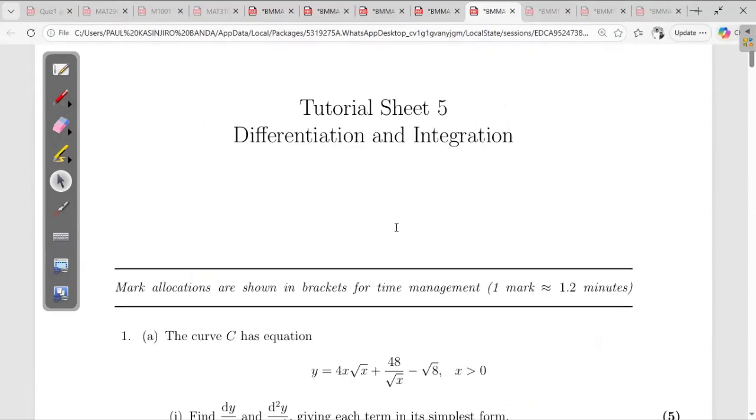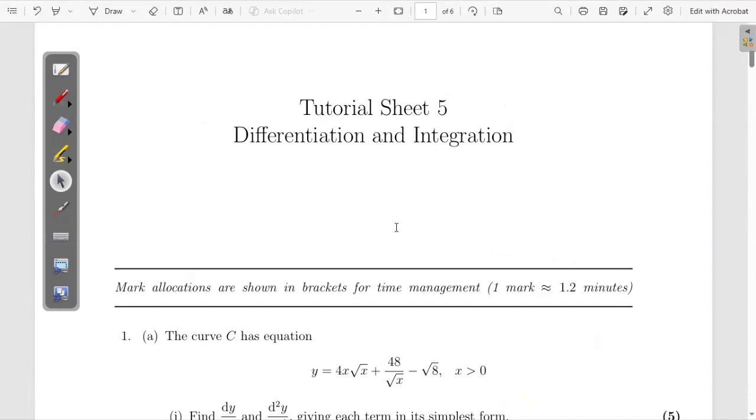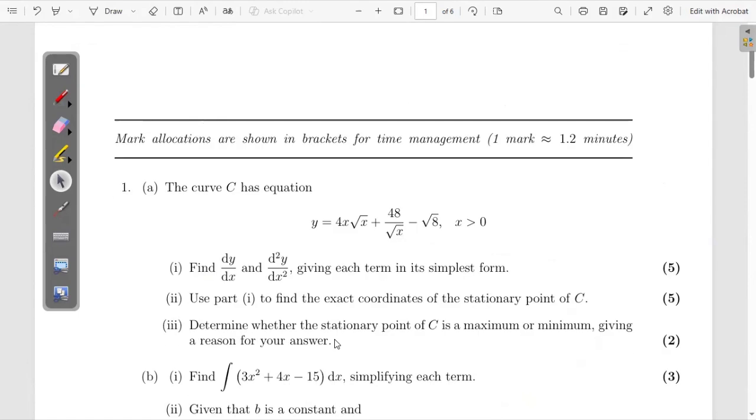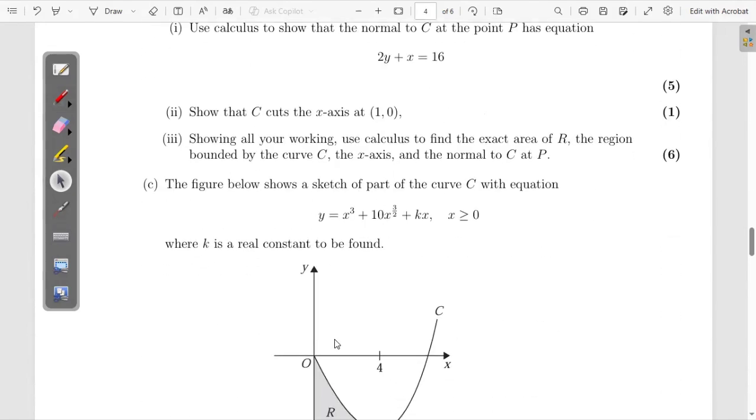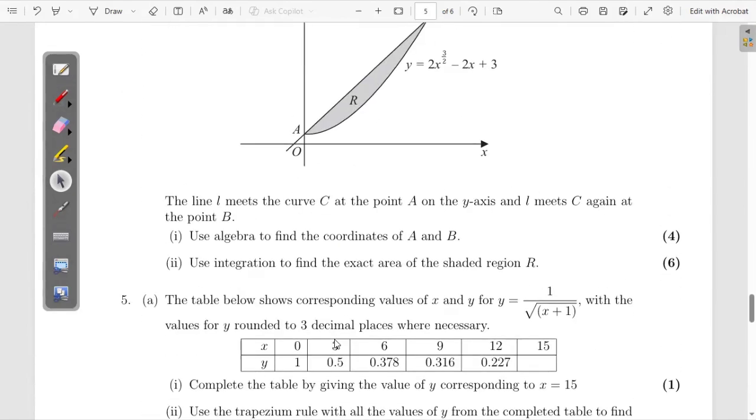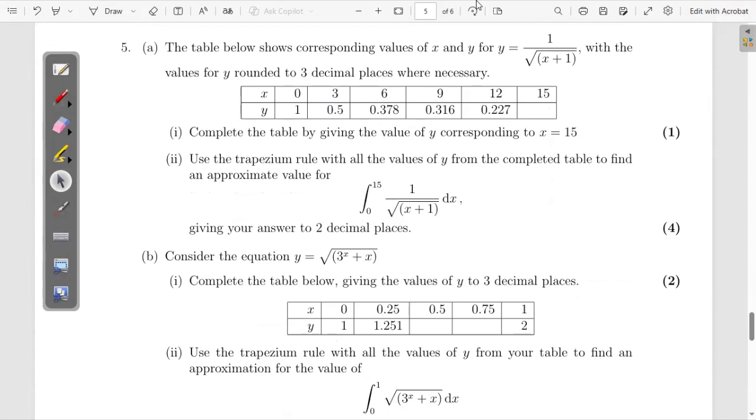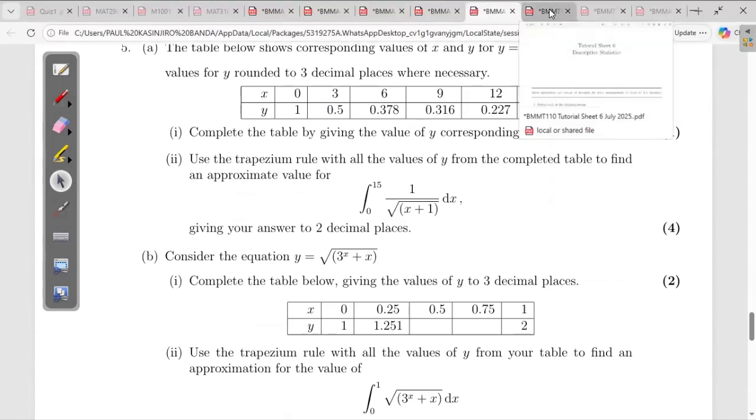Tutorial sheet 5, differentiation and integration. This is a topic that most students find difficulties with or challenges. I've shown how you can differentiate in a very easy way. So how many questions did this tutorial sheet have on differentiation? It had how many questions? 5 questions. We've solved all of them and you can access them on the website.